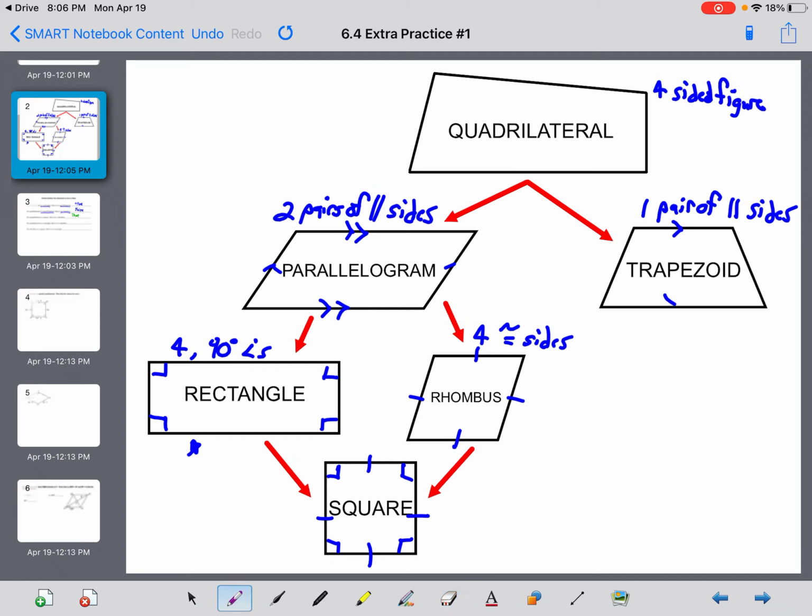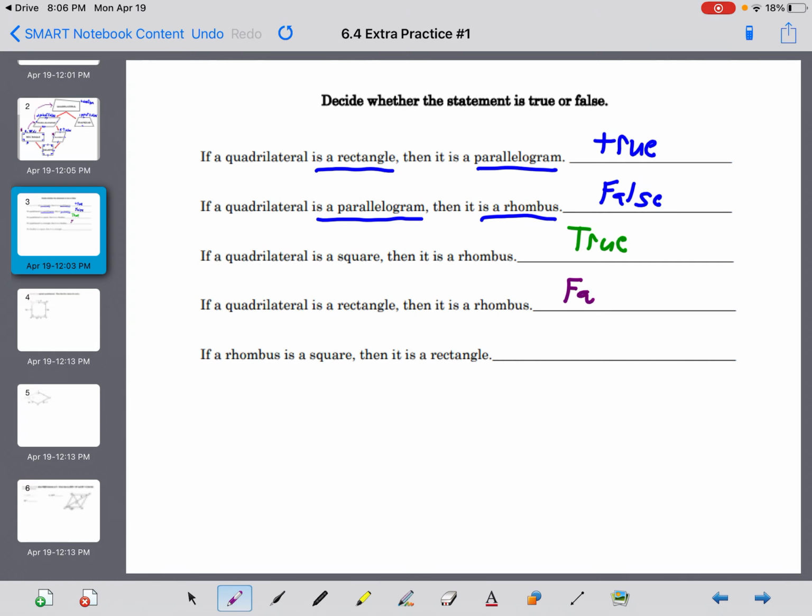Okay, so the question is that if it's a rectangle, then it must be a rhombus. Well, that's not the way the tree works. The rectangle is a parallelogram, which is a quadrilateral. The arrow never goes from rectangle to rhombus, so this is false.